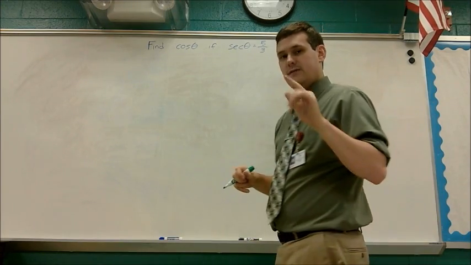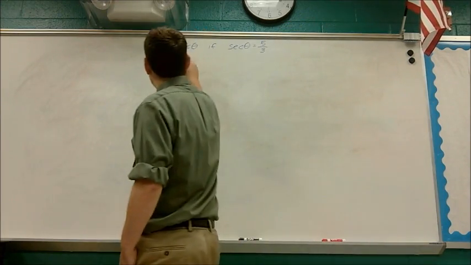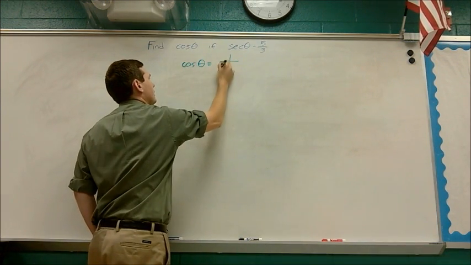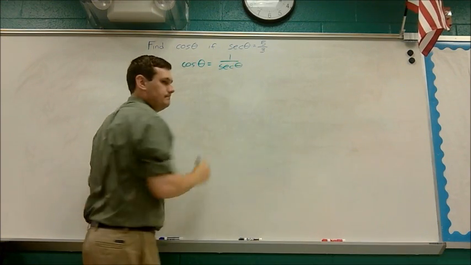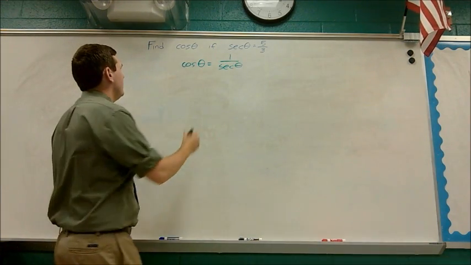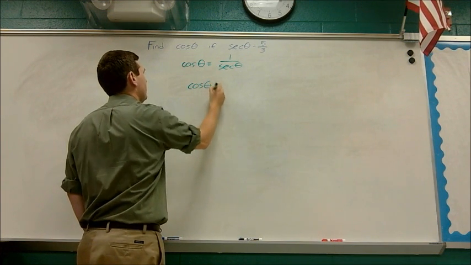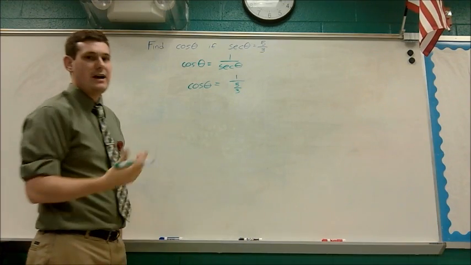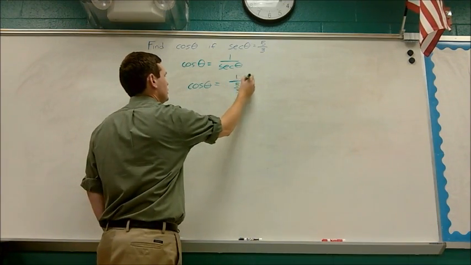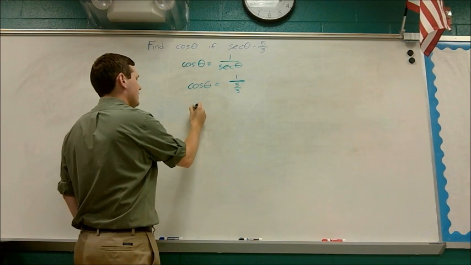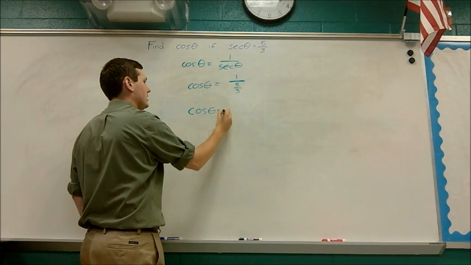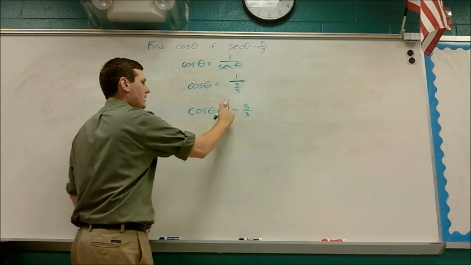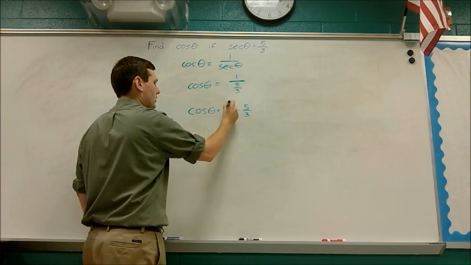So cosine theta, if you look back at your notes, you should see that the cosine of theta is equal to 1 divided by secant theta. Okay, so now we just plug it in. So that means cosine theta is equal to 1 over 5/3. When we divide fractions, this bar just represents a division. So I'm going to rewrite that as the cosine theta equals 1 divided by 5/3. And I'm going to rewrite this 1 as its own fraction, 1 over 1.